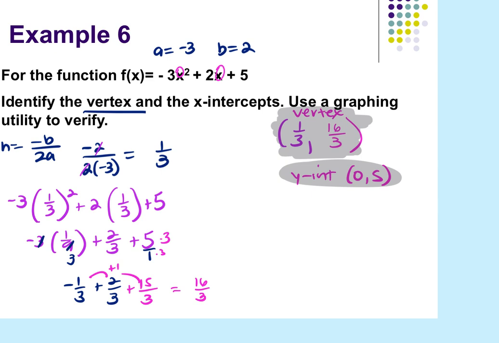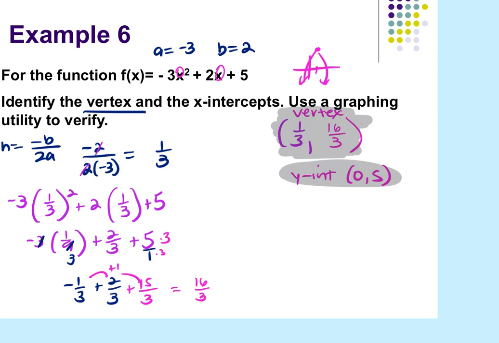Now think about where 1/3, 16/3 is. 16/3 is 5 and 1/3. It's up here somewhere. And which direction is this parabola pointing? Down. So it is above the x-axis. There should be x-intercepts. If it was pointing up, then when I go to find the intercepts, I shouldn't be able to find them, okay?